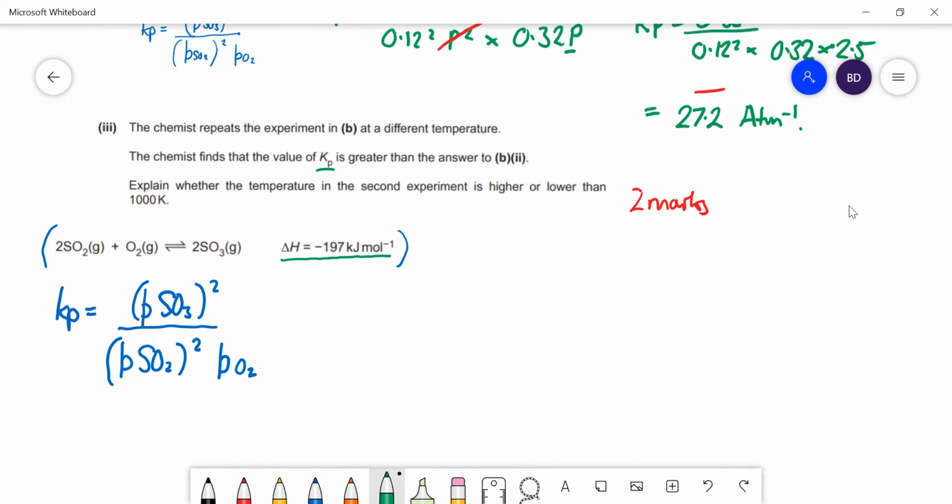So Le Chatelier tells us, all right, let's just wait first of all. If Kp is greater, okay, then that means we've got more products, and we've got less of that. Okay, so we've got more of SO3. Now, Le Chatelier tells us because this is exothermic, in order to make the equilibrium move to the right, we need to decrease the temperature to push the equilibrium to the right. So the second temperature is lower than 1000 Kelvin. It's lower. Okay.